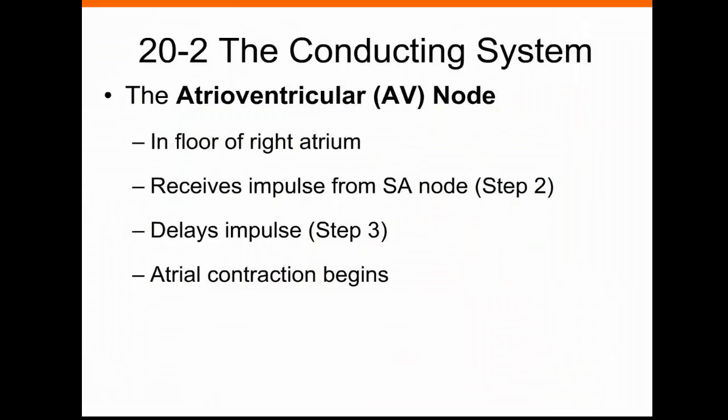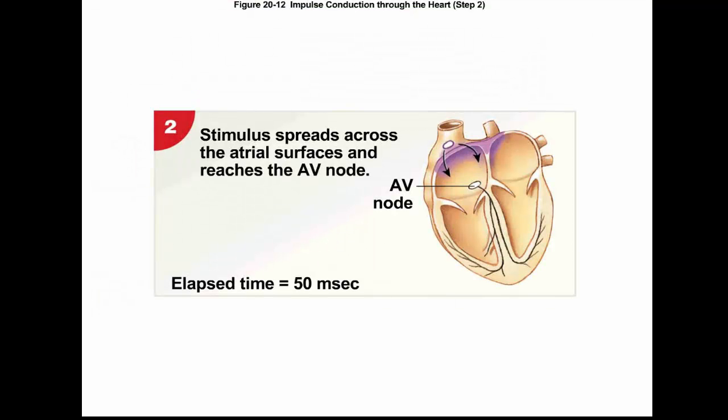The atrioventricular node is in the floor of the right atrium, just as I said, and it receives the impulse from the sinoatrial node. This impulse is delayed to allow for blood to continue to drain from the atria down into the ventricles, and also it is delayed just for milliseconds so that the electrical impulse can spread over the left atrium. So here we've got the stimulation spreading across the atrial surfaces of the right atrium and beginning across the left atrium. So time elapsed is about 50 milliseconds.